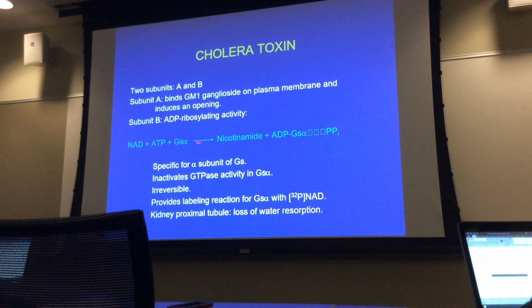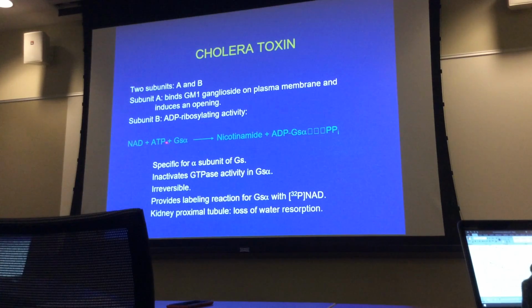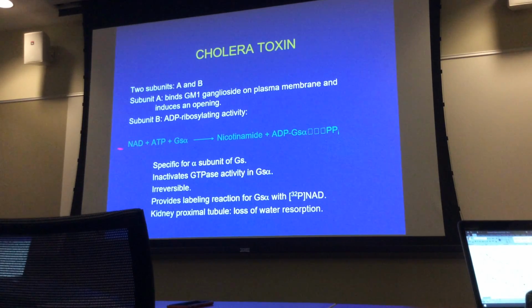Here's the reaction itself. I'm not going to hold you responsible for knowing this reaction, but basically subunit B is an enzyme. It catalyzes the reaction of nicotinamide adenine dinucleotide and ATP. ATP basically provides energy for this. And what this enzyme does is it takes an ADP moiety out of NAD and moves it over to GS alpha. I don't know where these little squares come from, but it's supposed to be a plus, it doesn't matter.